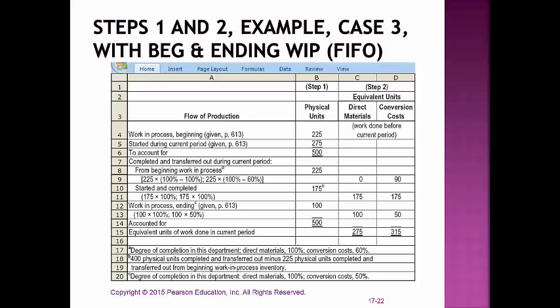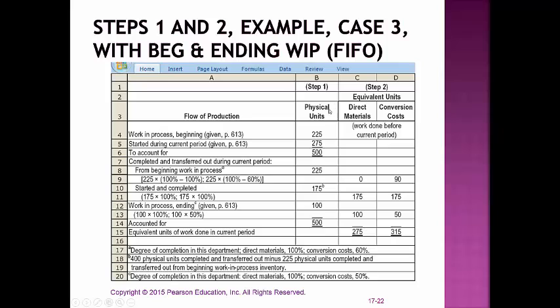Based on our assumption that direct materials are put into play in this period, 175 units times 100% of their direct materials gives us 175 for direct materials. In regards to completion, they were started in this period and also completed in this period. So 175 units at 100% for conversion means 175 equivalent units as to conversion cost.